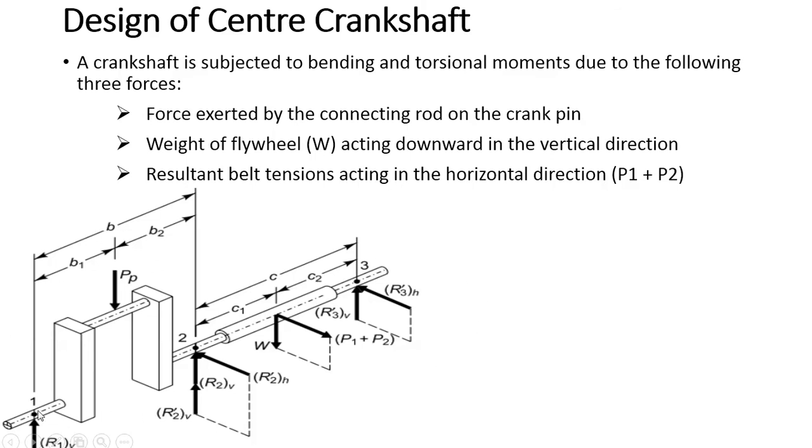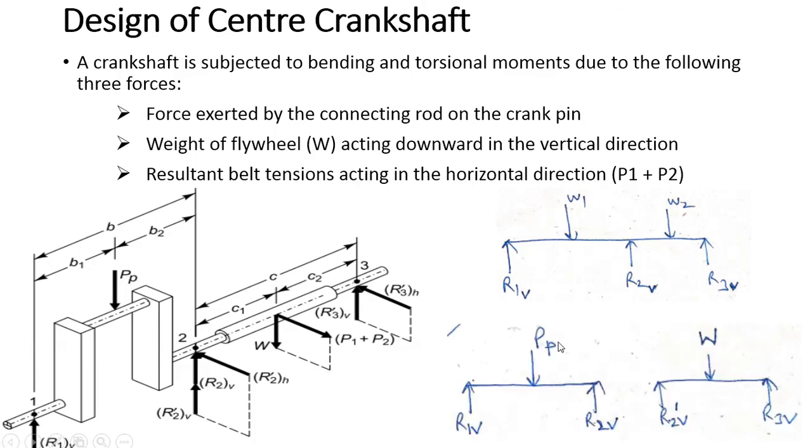B is the distance between bearings 1 and 2, and C is the distance between bearings 2 and 3. So this is the total system of the crankshaft. We can see that this is an equivalent diagram where a number of forces are there, so I break this diagram into two parts. One is the left hand side part, where only the connecting rod is considered. In that case we only have R1V and R2V. There is no horizontal component in this case, only a vertical component.